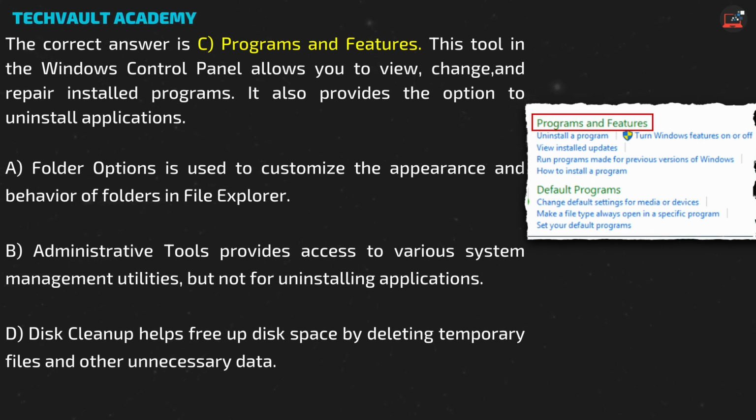A. Folder Options is used to customize the appearance and behavior of folders in File Explorer. B. Administrative Tools provides access to various system management utilities, but not for uninstalling applications. D. Disk Cleanup helps free up disk space by deleting temporary files and other unnecessary data.